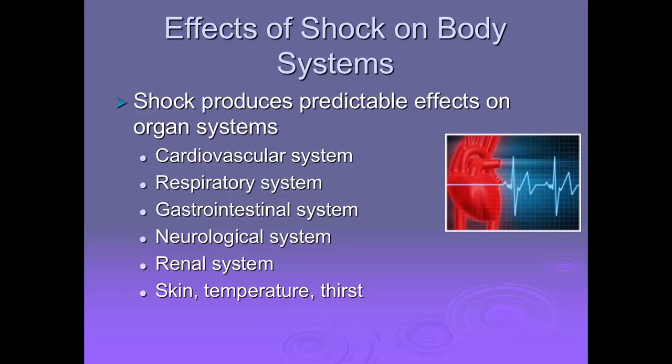In the respiratory system, you will see an increased respiratory rate, respiratory acidosis. Potential complications are going to be ARDS, which is your acute respiratory distress syndrome. In the gastrointestinal system, early on, you will have decreased GI motility. Late, you will have paralytic ileus.